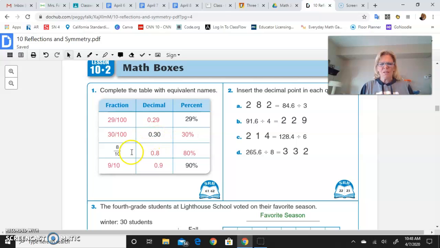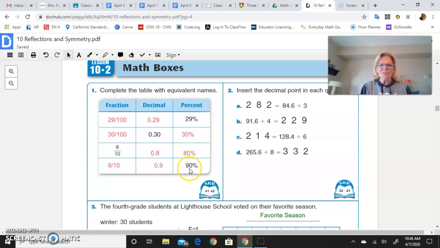Take off that 0. Okay, they gave us 8/10, which as a decimal would be 0.8, and which would be 80%, because if you add a 0 to both of these, you're basically multiplying them both by 10, and you would get 80 hundredths. You could add a 0 here, which would also be 80 hundredths as a decimal, which is 80%.